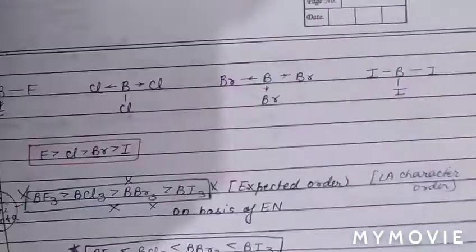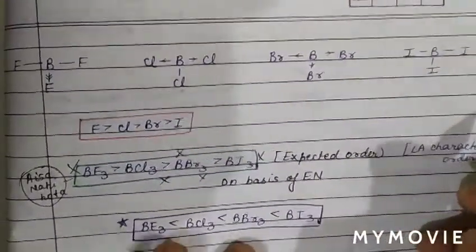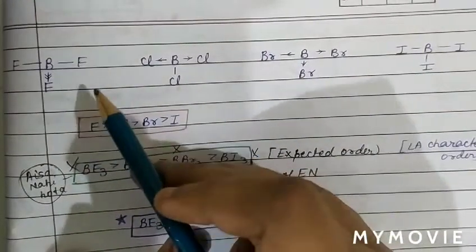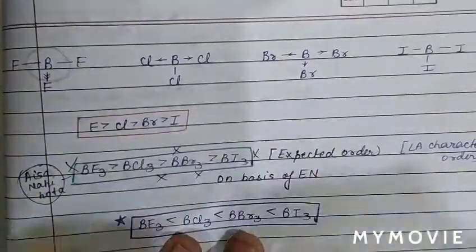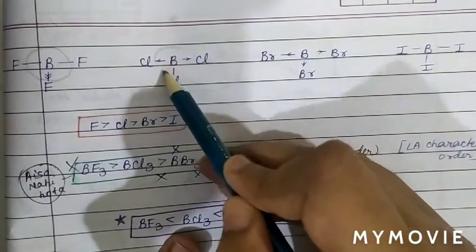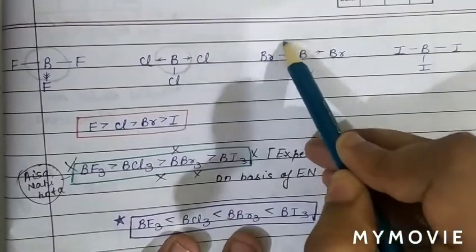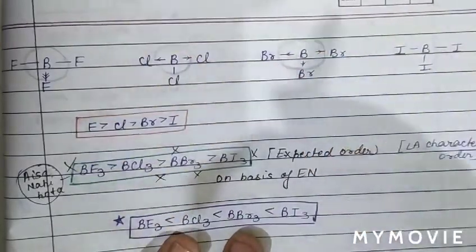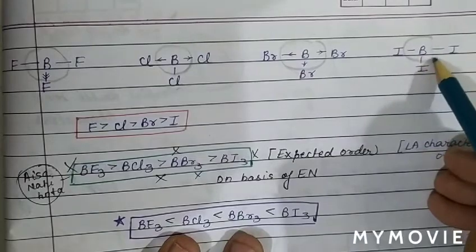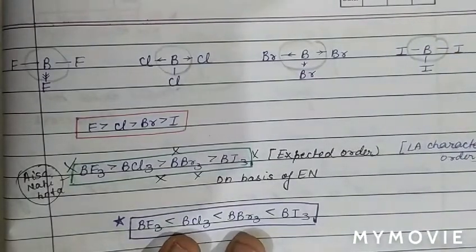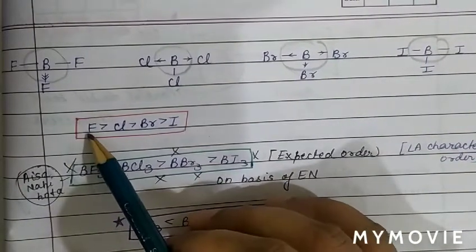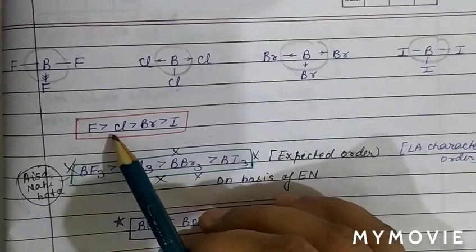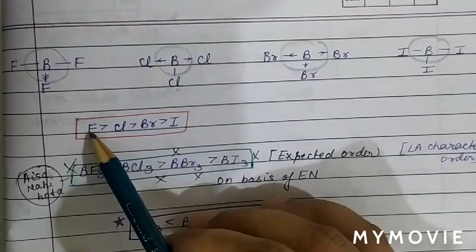So basically the trihalides of boron are BF3, we can see the central atom has incomplete octet, only 6 electrons are there. Also in case of BCl3 only 6 electrons are there. In case of BBr3 only 6 electrons are there, and BI3 only 6 electrons are there. So one point will come to our mind: we know the electronegativity of fluorine is more, and electronegativity decreases from fluorine to iodine.